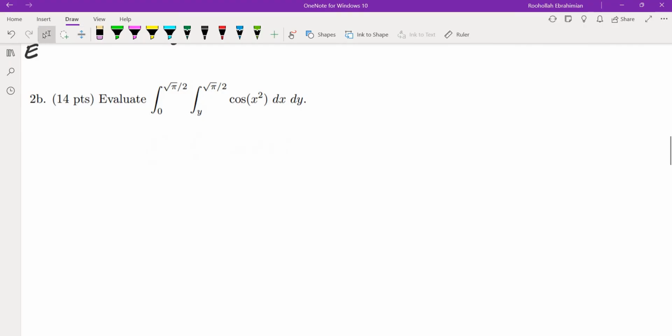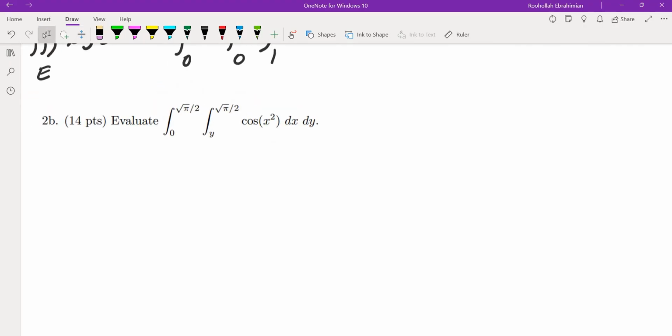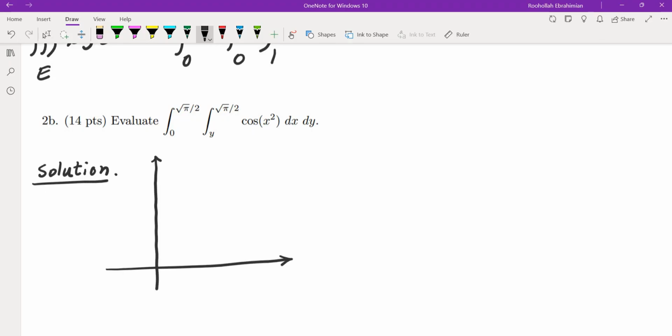The next problem is evaluate this iterated integral. Well, we know that cosine of x squared dx cannot be integrated. So that cannot be evaluated. So because of that, we'll have to switch to dy dx. So we're going to draw the region determined by this. So x is between y and root pi over 2. And y is between 0 and root pi over 2.